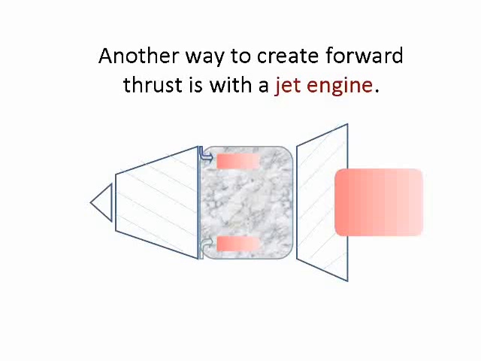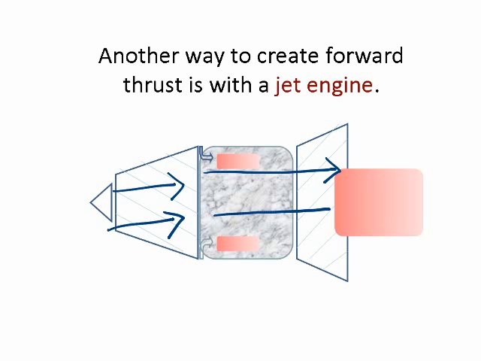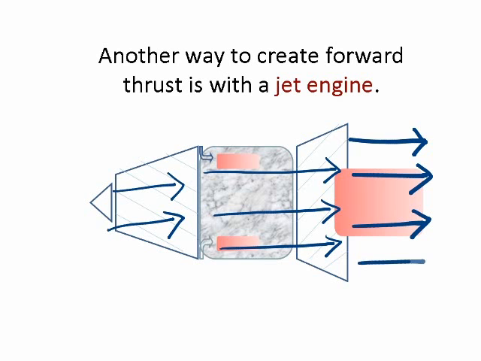Another way to create forward thrust is with a jet engine. A compressor takes in air and squishes it to create a high-pressure gas. Then fuel heats this gas, and a turbine draws the pressurized heated gas through the engine and out the other side. This strong force of the discharge of this pressurized heated gas provides the thrust that moves the aircraft forward.